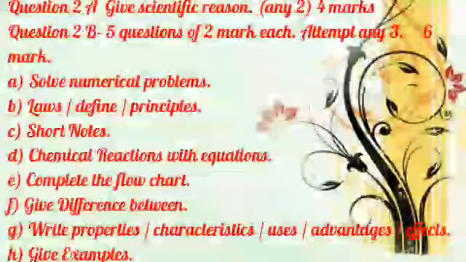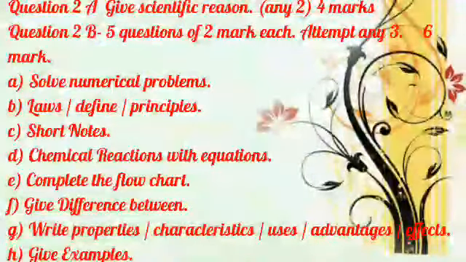Next question is question number 2A, that is give scientific reason. 2 marks each. A total of 3 questions will be asked. You have to attempt any 2 out of them. One is from chemistry and one is from physics. And the third one can be of chemistry or of physics, anyone. Here you have to write down the proper scientific answer with scientific words, and it should have a scientific base. Don't write any guess.